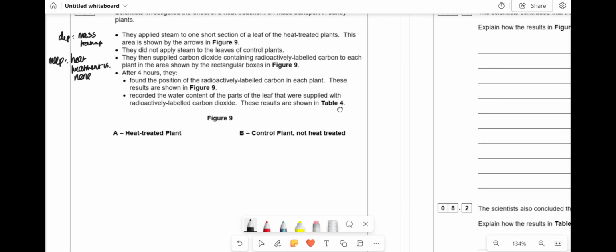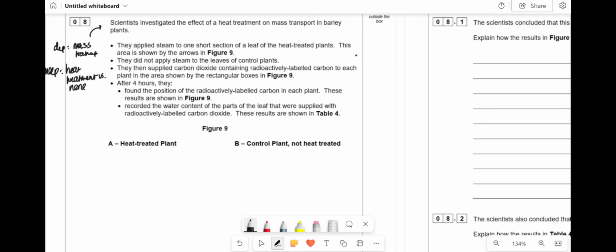So scientists investigate the effect of a heat treatment on mass transport in barley plants. So again, the dependent variable they're looking at is mass transport. Their independent is heat treatment versus none. I know it seems a bit over the top, but it really helps you sort out your thoughts when you're looking through this. Now again, we can't look at mass transport directly, so the dependent variable and actual independent variables in this are probably going to be different. That's what this part's telling us, but it's probably different throughout.